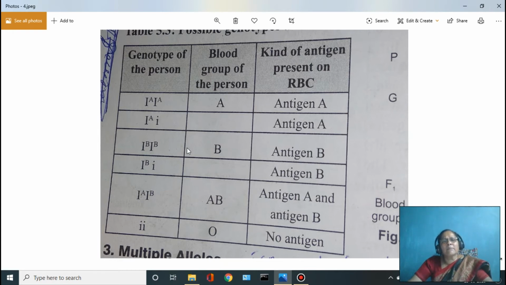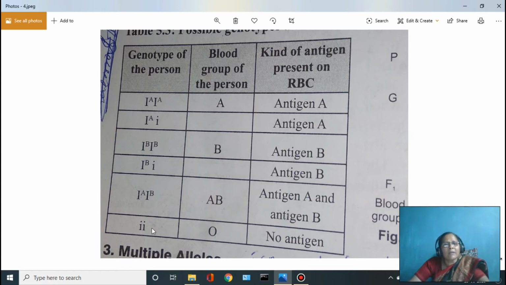In IBIB, that is B blood group, homozygous B has both alleles in the same form, and the plasma membrane of the RBC contains antigen B and the plasma contains antibody A. In heterozygous B, only one allele is the dominant form, and the other is recessive. In the AB blood group, both alleles are present and that is codominance, and both are equally expressed. Their plasma does not have any antibody.